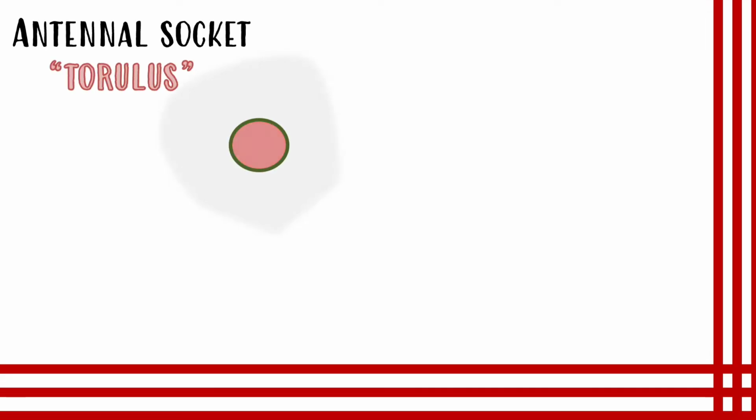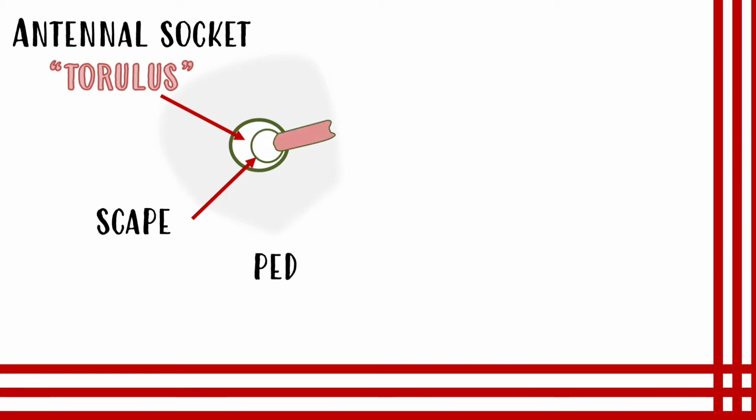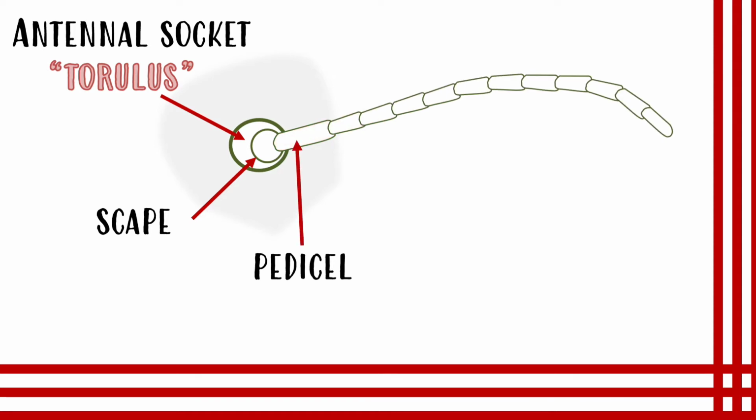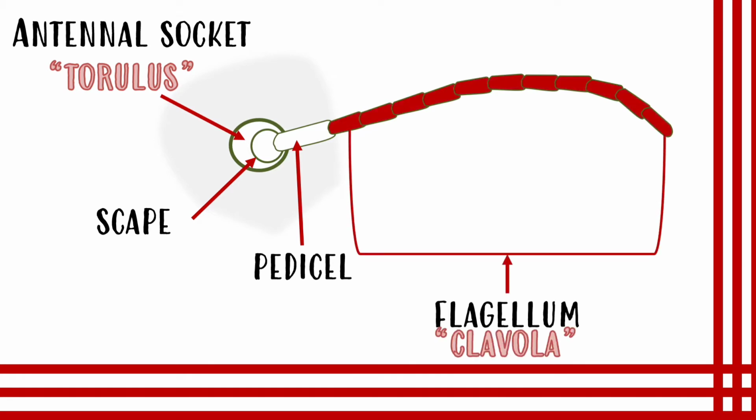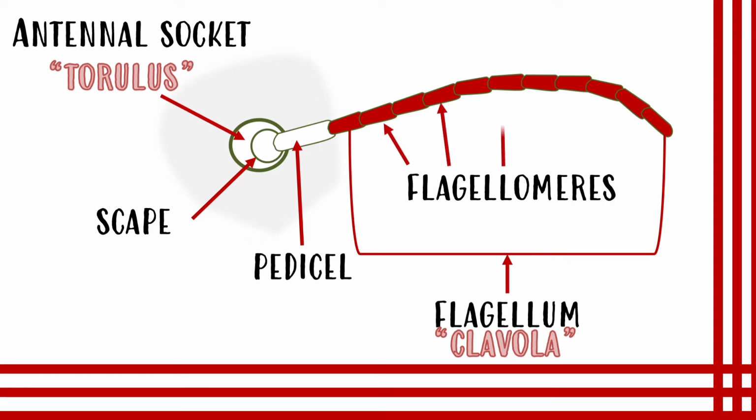Here are the parts of insect antenna. The antenna is inserted in the socket of the cranium called antennal socket or torulus. The first part of the antenna is a robust segment that connects the head to the rest of the antenna, called the scape. The second part or segment is called the pedicel. The succeeding segments after the pedicel are called the flagellum, usually divided into several divisions called flagellomeres. The appearance of this portion varies, thus the different types of antenna.